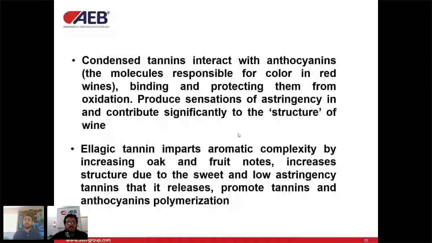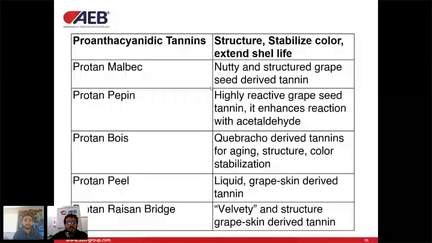So IOC developed different proanthocyanidic tannins, which all have the same scope, that is structure, stabilize color, and extend shelf life. However, they differ from the source. So the Protan Malbec and the Protan Pepin are derived from the grape seeds, while the Protan Peel and the Protan Resin Bridge are derived from grape skins, and the Protan Boys is derived from quebracho.